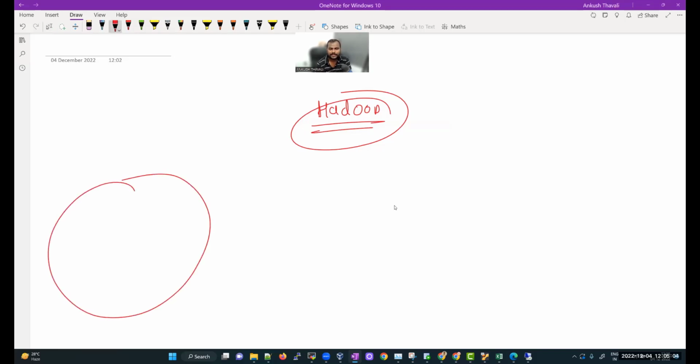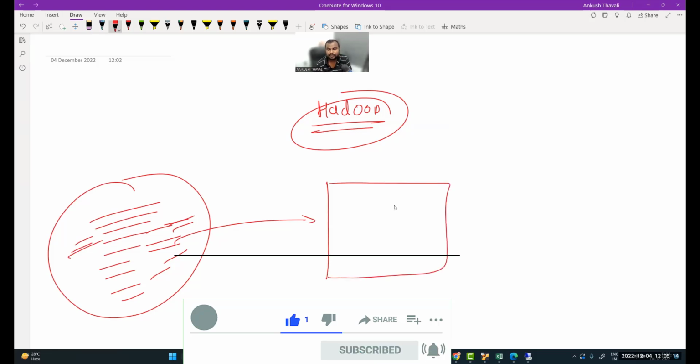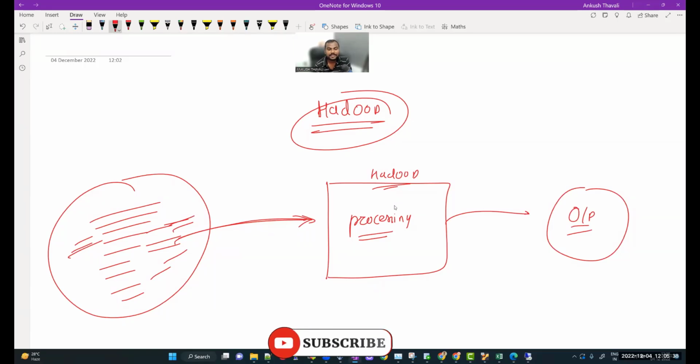Let's say I have one data warehouse where I have my huge amount of data, and that data I am going to process. There is a process called processing. We got the data. I will take that data as input to my Hadoop framework for the processing purpose. I will process it, and then I will store that data into some format. I will store that data somewhere, right? So Hadoop is mainly responsible to process your huge amount of data.